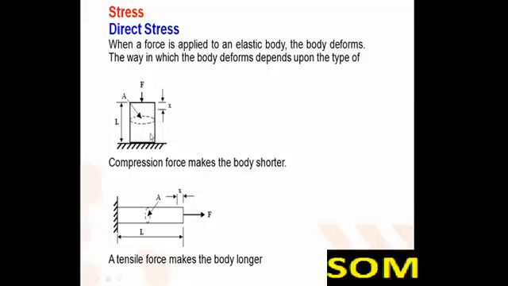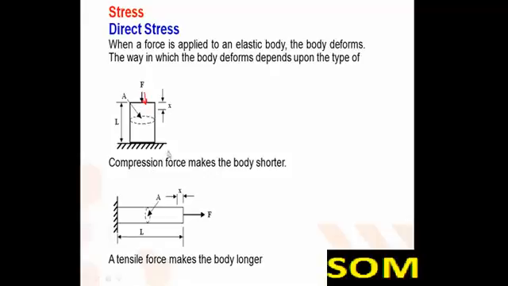Now consider a beam, consider a cylinder on which a compressive load is applied. The original length is L and the area is A. When we apply the compressive load, the cylinder will shorten by an amount X. So compression will take place. That is the direct stress.